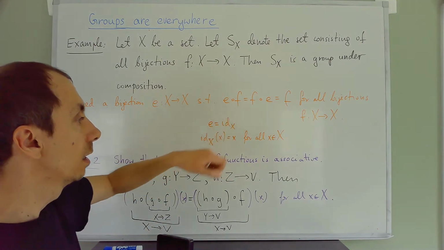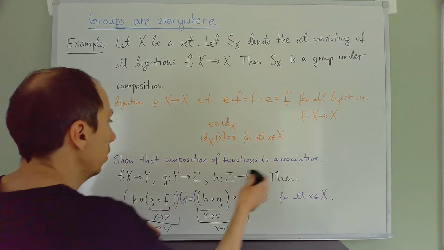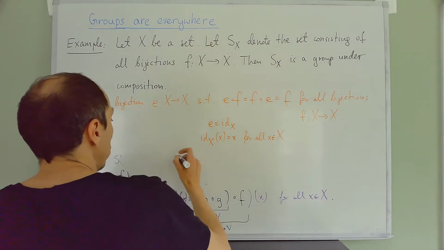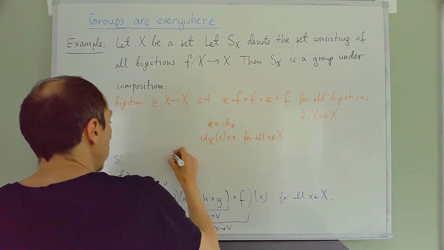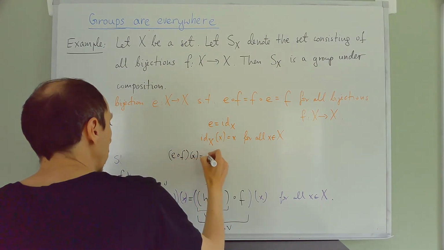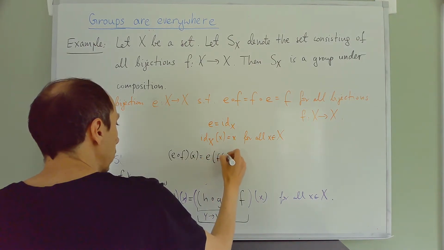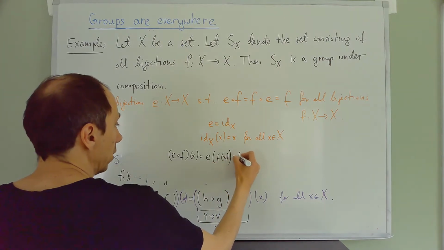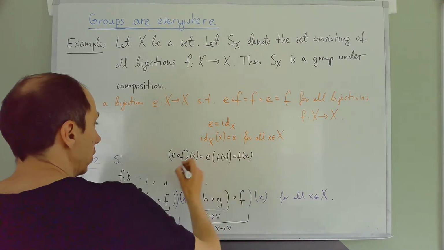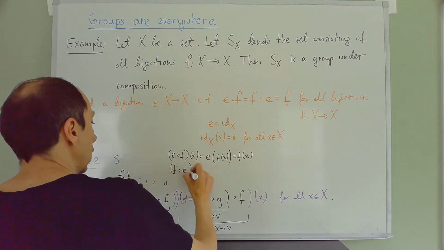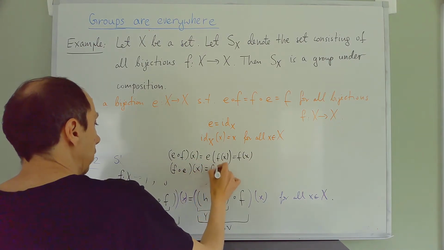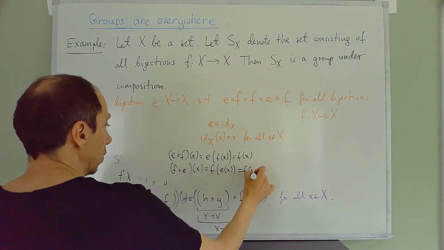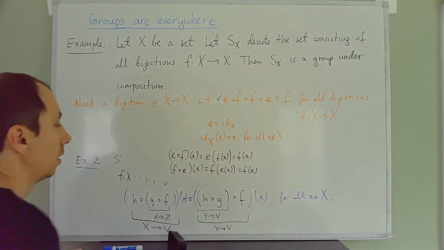Let's write this anyway. E composed with F of x is E of F of x. But E maps every element back to itself, so that's the same as F of x. Similarly, F composed with E of x is F of E of x. But E of x is x, so that's F of x. So that checks out.